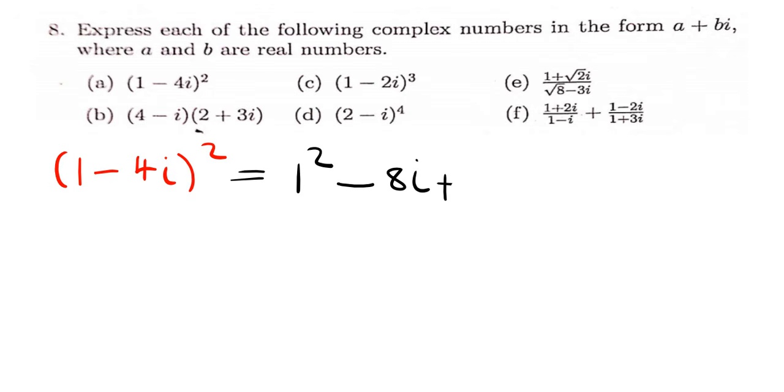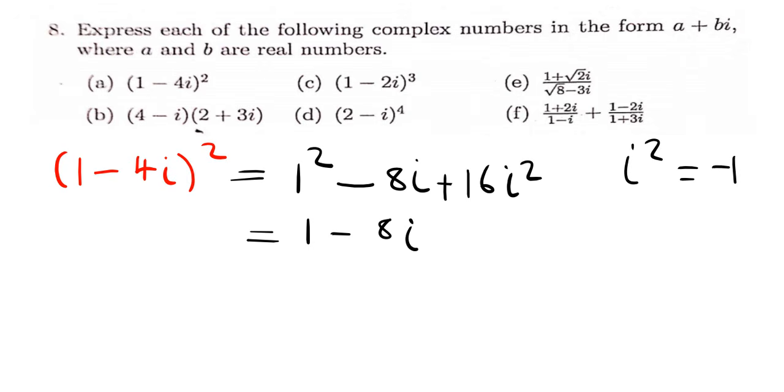We're going to have 16 i squared. Now that we've got this, I can simplify. 1 squared is just 1, minus 8i. Then i squared is equal to negative 1. So if i squared is negative 1, multiplied by this 16, it will give me negative 16.